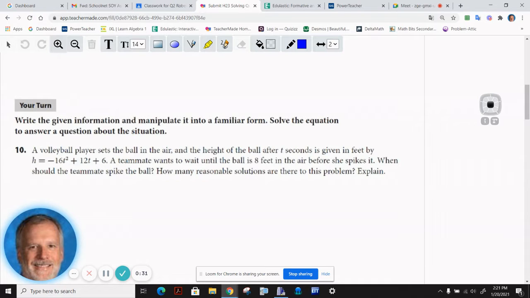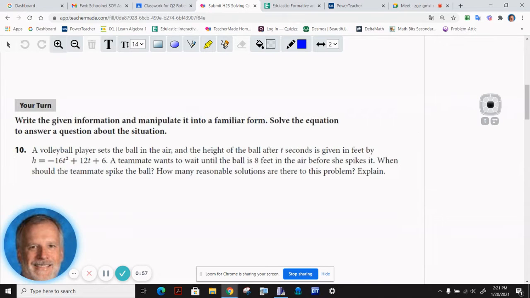Today, we want to look at one other example. Problem number 10 here says this: we want to write the given information and manipulate it into a familiar form. That should sound really familiar. That is and has been the standard we've been working on, rewriting expressions to help us solve equations, solve problems. So we want to solve the equation, answer this question about this situation. Thought this was kind of a cool situation personally.